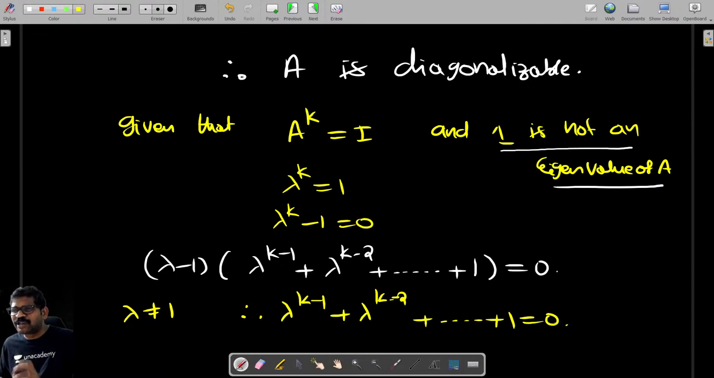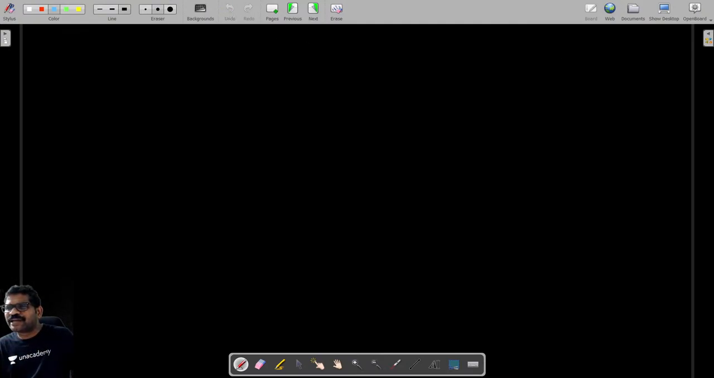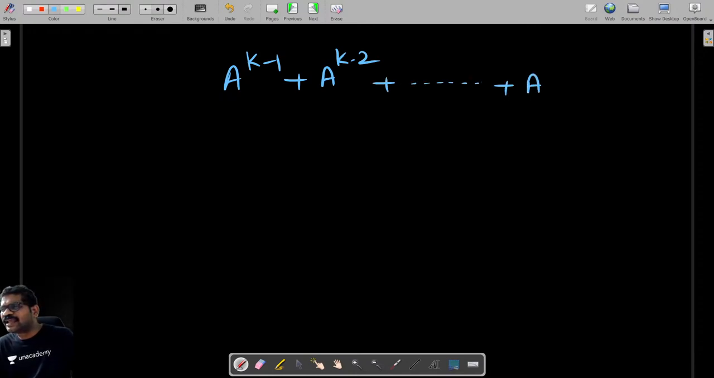Sir, how can you say that? Simple logic. A into B equal to 0, either A is 0 or B is 0. Here A is non-zero because lambda is not 1. If lambda is not 1, lambda minus 1 is not 0. If lambda minus 1 is non-zero, definitely lambda power k minus 1 plus lambda power k minus 2 plus and so on, 1 equal to 0. From this, you can write one statement: A power k minus 1 plus A power k minus 2 plus and so on, A plus I equal to 0.